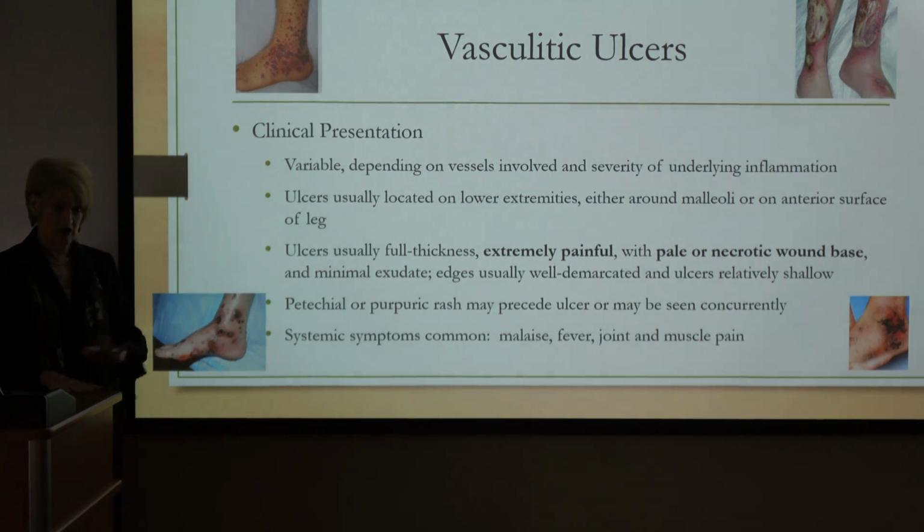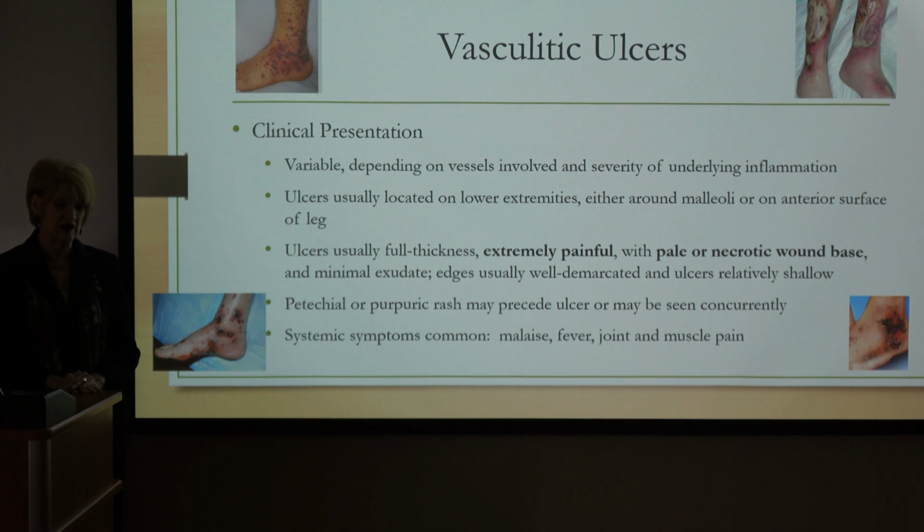Now, in some ways, that sounds like an arterial wound, doesn't it? Pain, pale or necrotic wound base, minimal exudate, well demarcated wound edges. But when you go to do the vascular assessment, what you're going to find out is that you have warm feet, good pulses. If you're able to do an ABI, a normal ABI, positive hair growth.